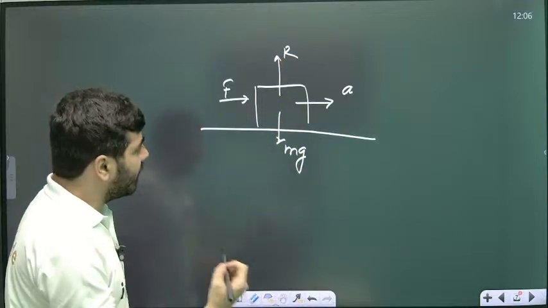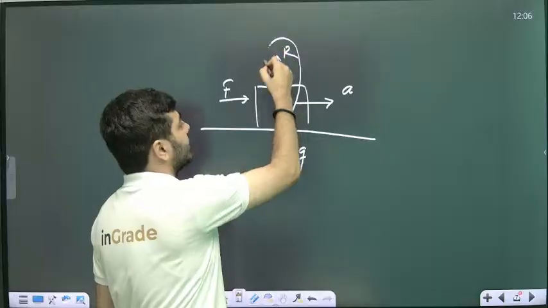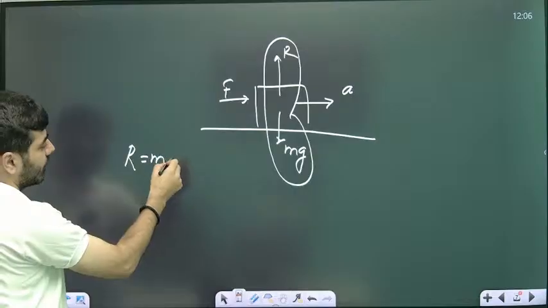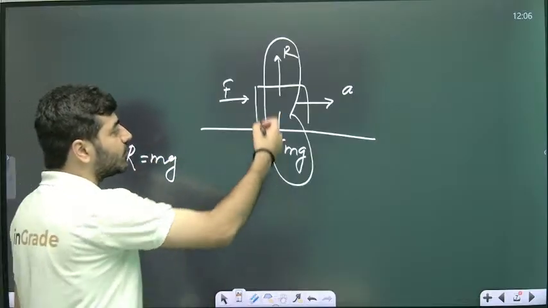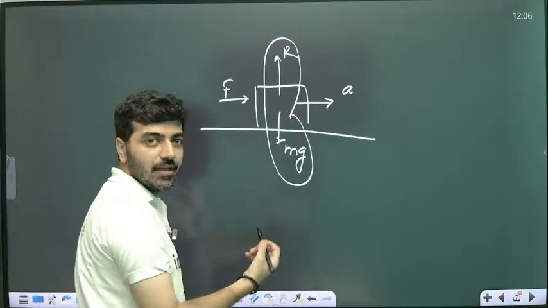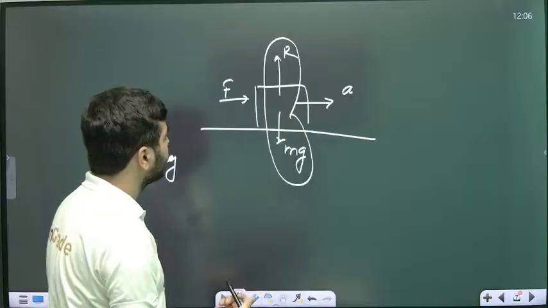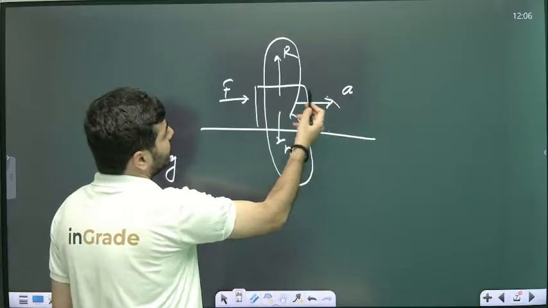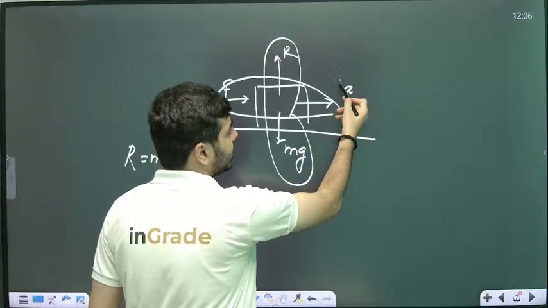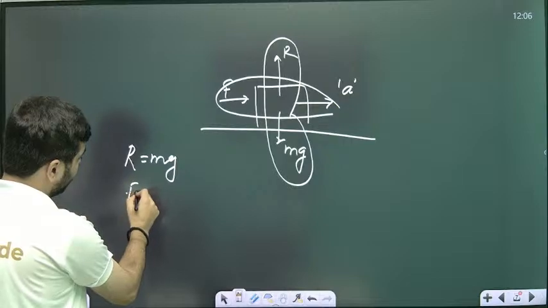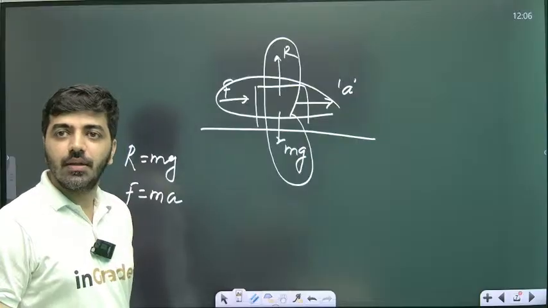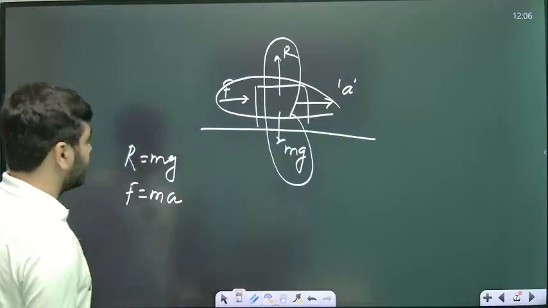First we have to take the vertical component. Simply R equals mg, because these forces are balanced. If this force is more than that force, then the body will go up. Now we balance the forces in the horizontal direction. If the body is moving with acceleration a, then the force will be F equals m a. Okay, that is fine for you till now.